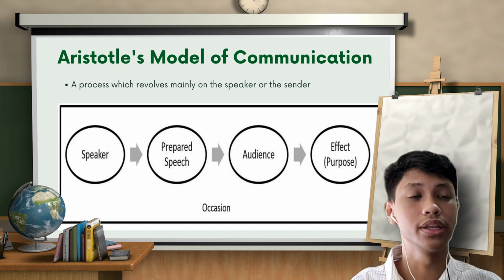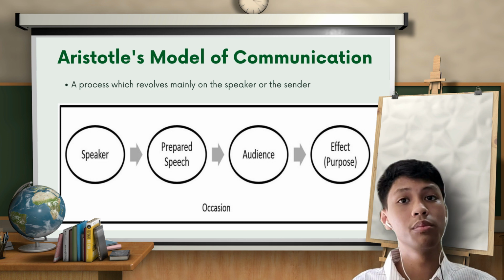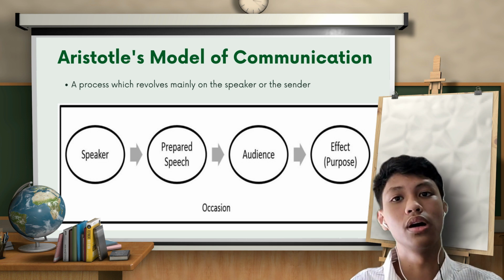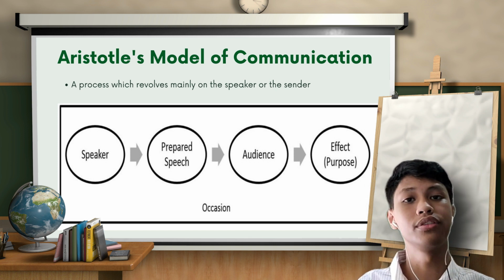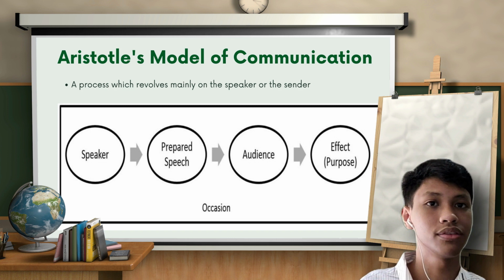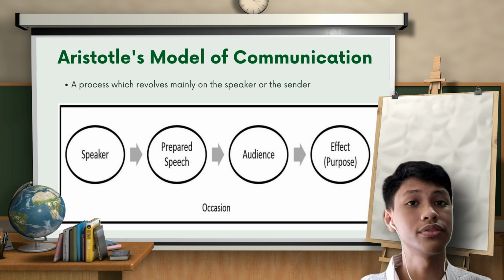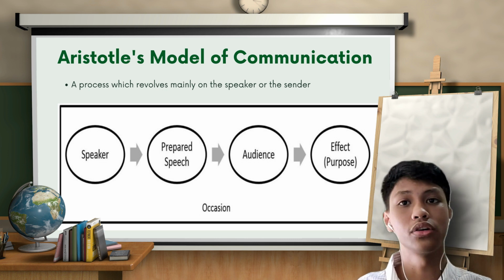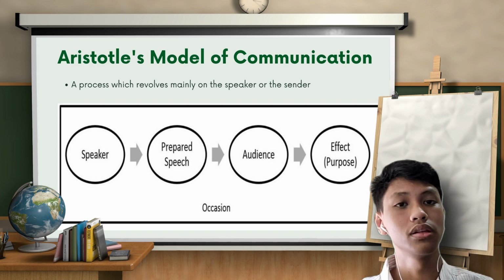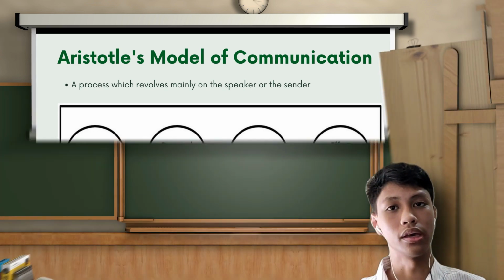So let's continue off with Aristotle's model of communication. And it is a process which revolves mainly on the speaker or the sender. So, looking at it, it starts off with the speaker, which sends out his prepared speech to his audience, which creates a certain effect. And this communication revolves around an occasion which suggests that this is a great illustration of communication in public speaking.